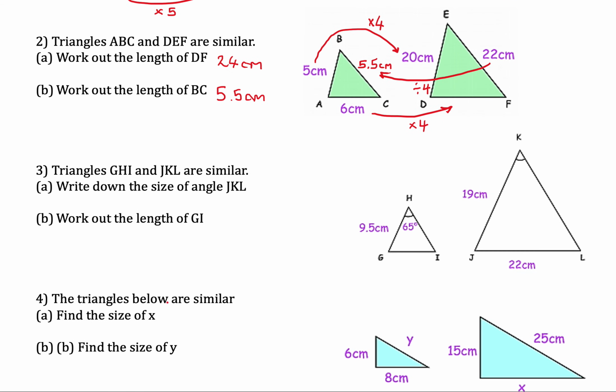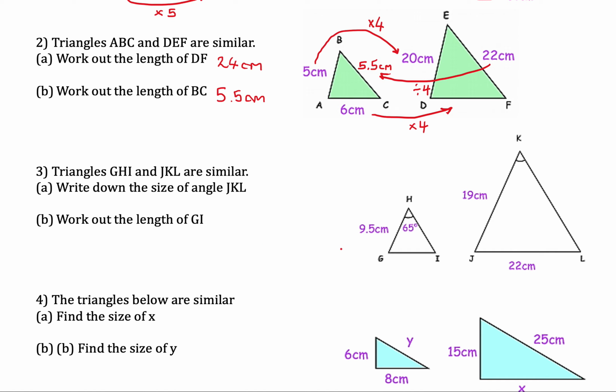Number 3, another 2 similar triangles. Write down the size of angle JKL. So JKL, this angle up here. Well, one of the things about similar shapes is that the angles are actually all equal. Just because we've made a shape's lengths bigger doesn't mean we've changed any of the angles whatsoever. In fact, all of the angles will be the same as their corresponding partner.